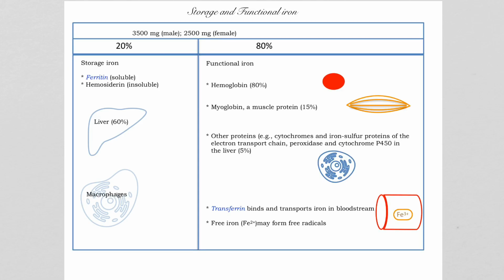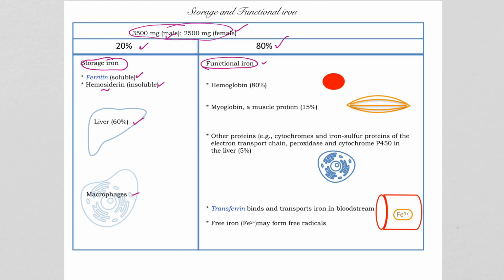So the iron in our body, okay, we have a certain amount of iron in our body. Males have more, females have slightly less because of menstruation. So the iron can be basically divided into 2 types, storage iron and functional iron. So 80% is functional, 20% is storage. Ferritin is the soluble storage iron. Hemosiderin is the insoluble storage iron. And storage iron is mostly found in the liver, over 60%, and in other cells such as your macrophages.